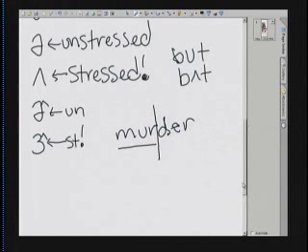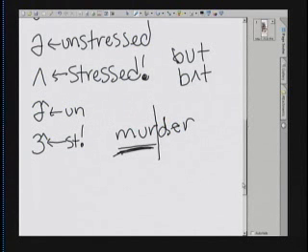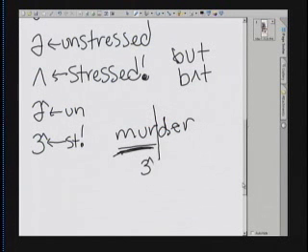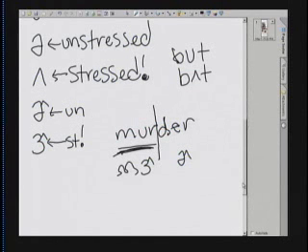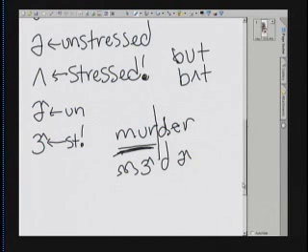Now, because that is the case, anything in this syllable will be stressed. And since we have an unstressed and a stressed, then you know your stressed is going to go there and your unstressed is going to go here. So all you have to do is add your M and your D. And there is murder.